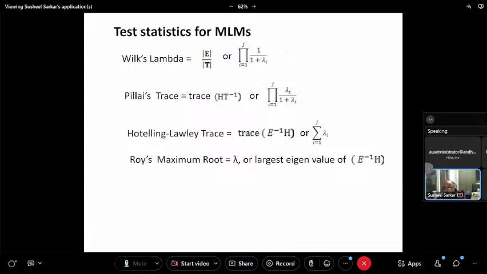That's why in all these statistics, in Wilks' lambda, you see the product over i equal to 1 to j of 1 upon 1 plus lambda i. Lambda 1 means the first eigenvalue, lambda 2 means the second eigenvalue, and so on. So you see all the test statistics involve eigenvalues.